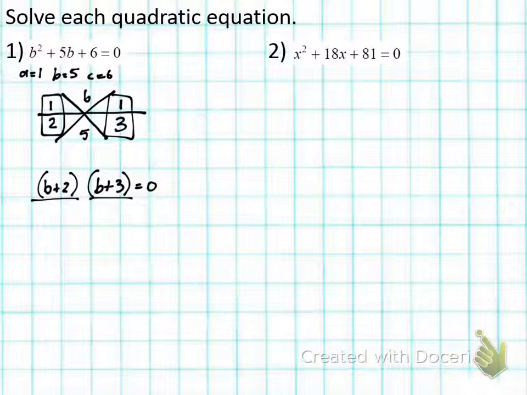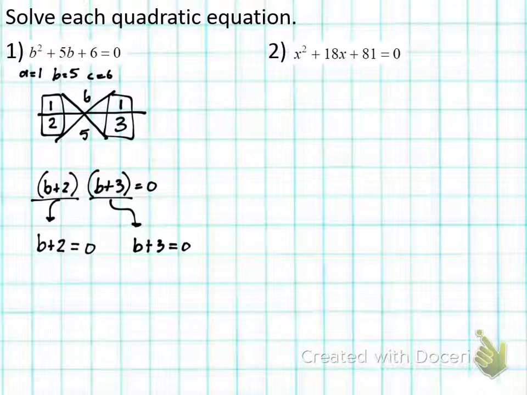This is what you need to do. At this point, you would take b plus 2, or this parenthesis b plus 2, and set it equal to 0, and then you would take this one, b plus 3, set it equal to 0. These are each of my factors. I take each of my factors, set them equal to 0, and then I solve for each of these.